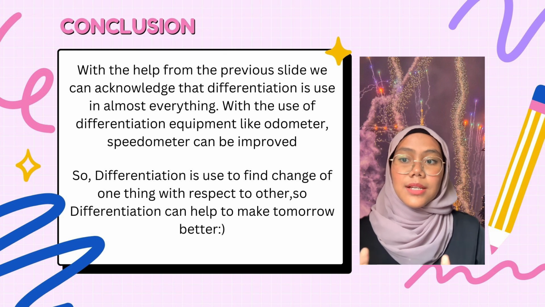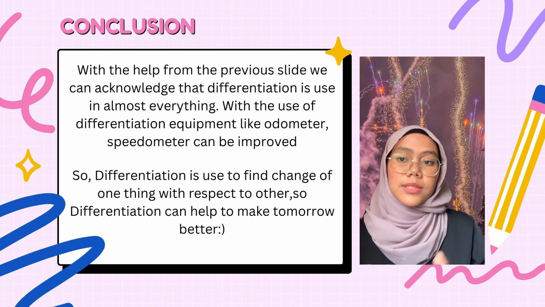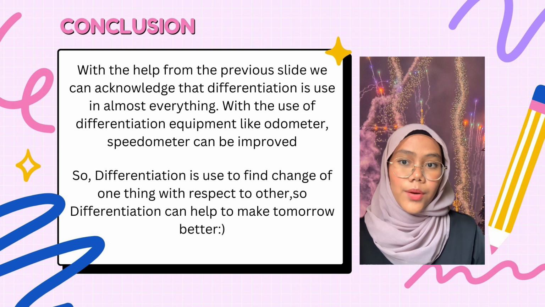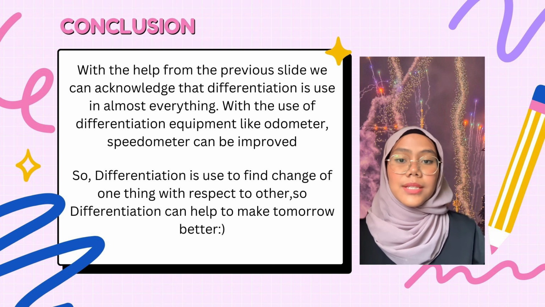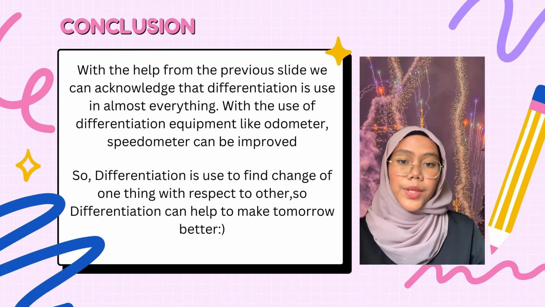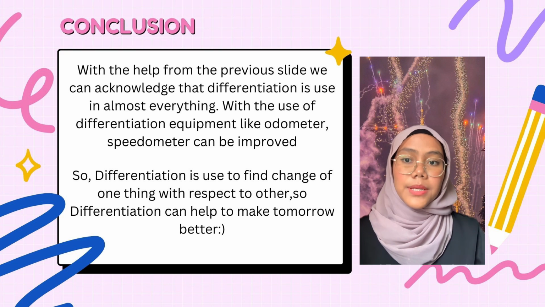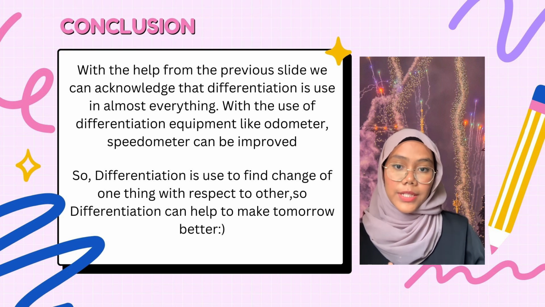Next, a stationary point occurs on the curve of a function when the gradient at the point is 0. A stationary point can be a minimum point, a maximum point, or a point of inflection.